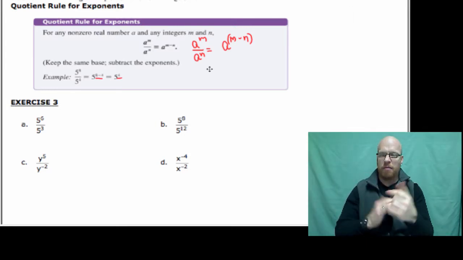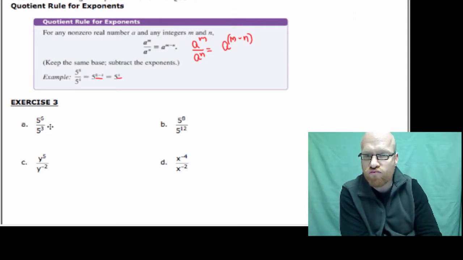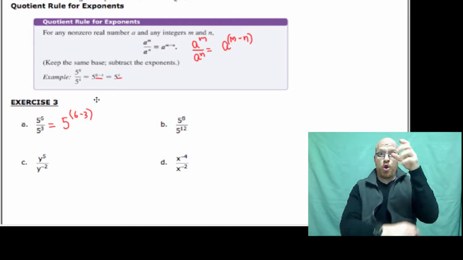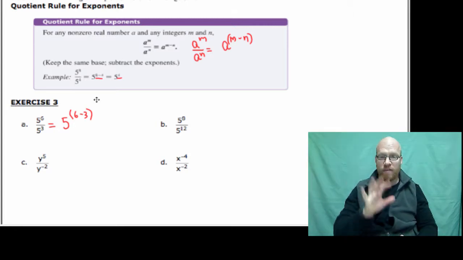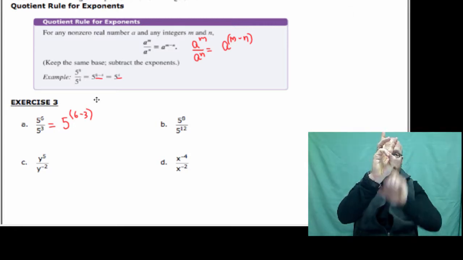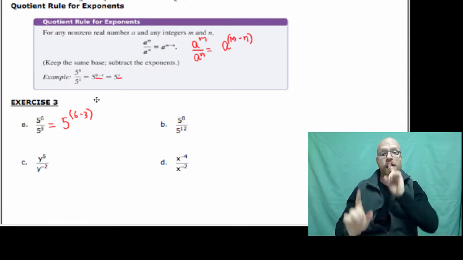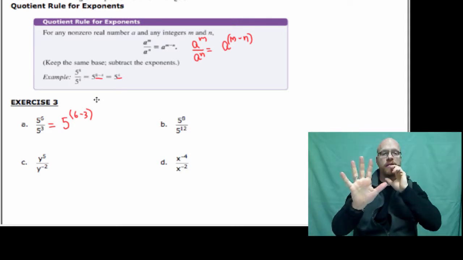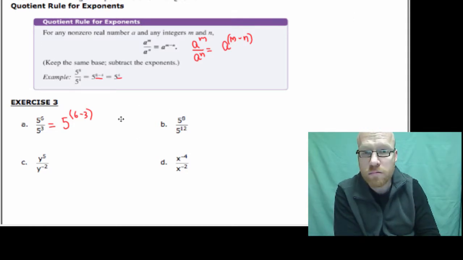Okay, let's go through our examples now. Exercise 3. The numerator always has the first part of the subtraction expression, so it's 6 minus 3. We follow the order, top then bottom, numerator then denominator. The answer would be 5 to the 6 minus 3. It'd be 5 cubed.